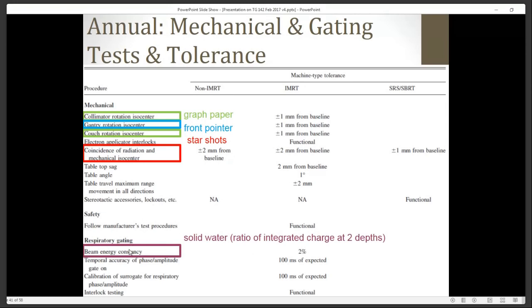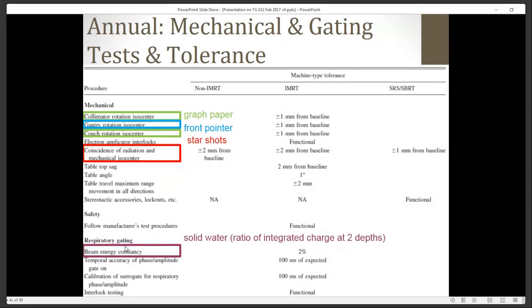The beam energy constancy is solid water integration charge at 2 depths. And this is for gating here. This is kind of like a monthly test, but doing it with gating. And then temporal accuracy of the phase amplitude with the gating on. For this one I would suggest taking a gated image, and you see the position of your phantom that is used in gating, if you're using some sort of amplitude-based system, like an RPM system.